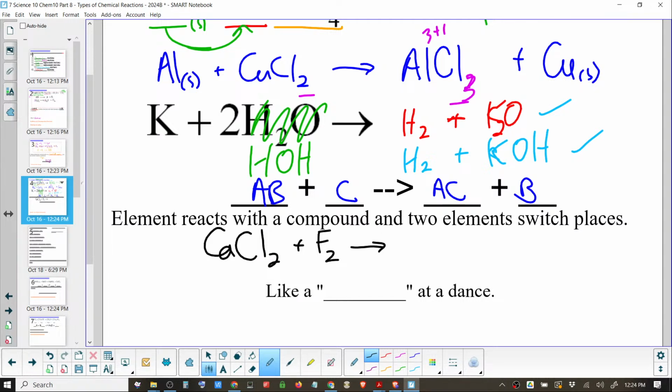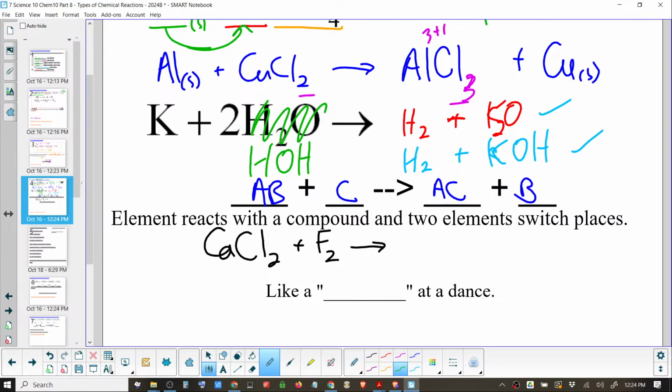Calcium chloride plus fluoride, using the same logic, what would be our product? By hand. Yep. Oh, you went like this, so it was like an auction. Maybe FCl. Which one, now, F is most like which one, calcium or Cl? Cl. So that'll be the one it kicks out.